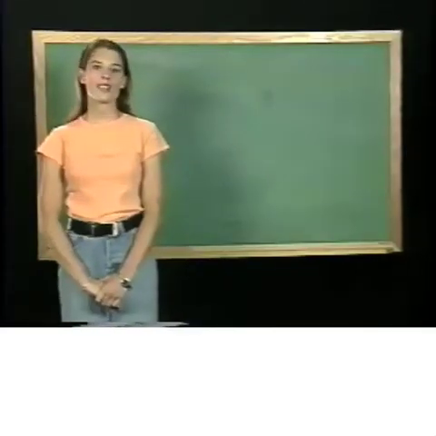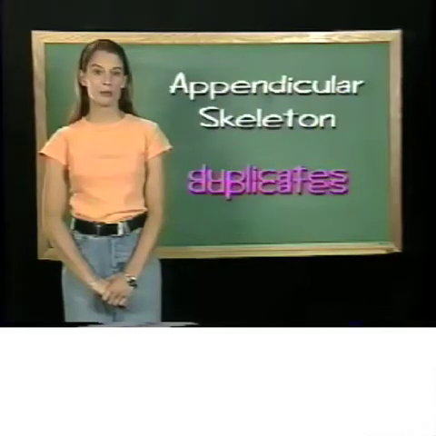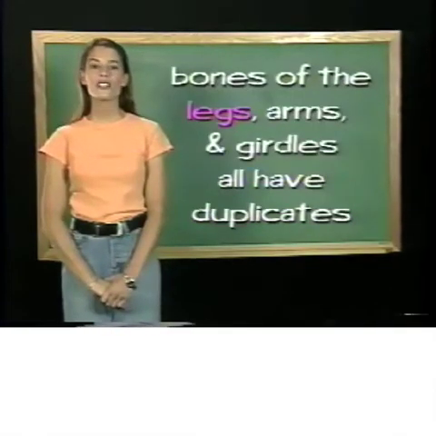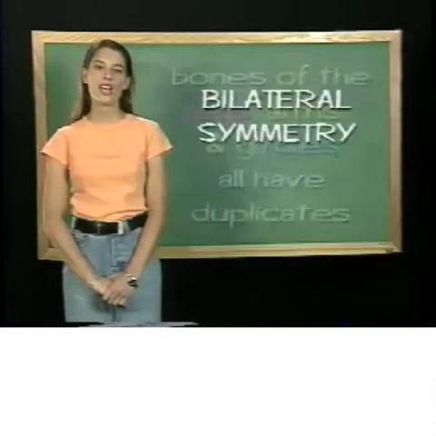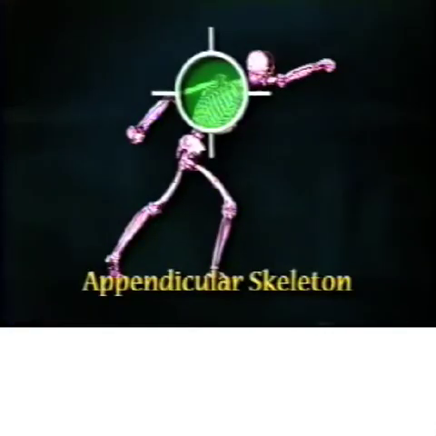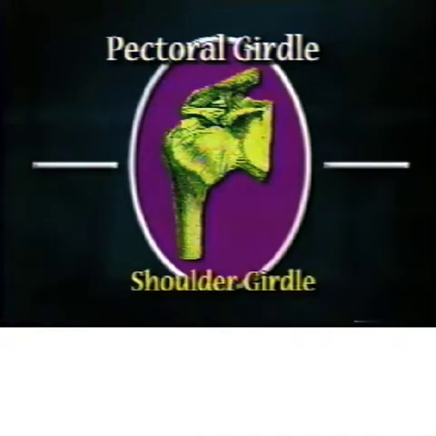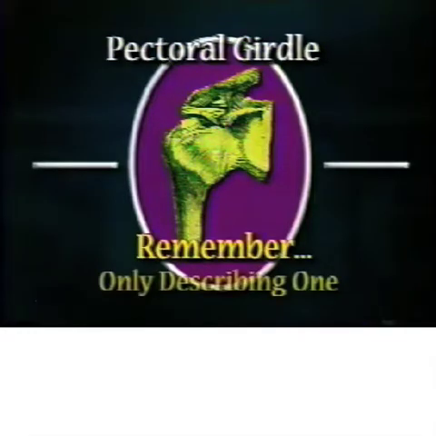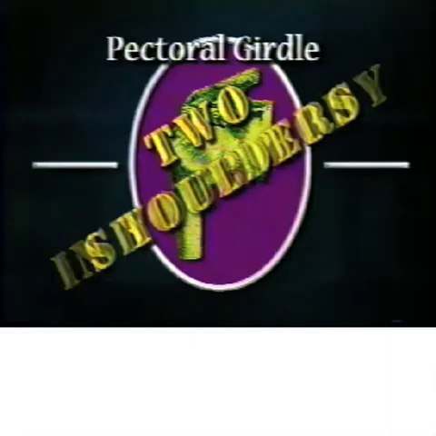Also, bear in mind that when we're talking about the appendicular skeleton, we're talking about duplicates. The bones of the legs, arms, girdles all have duplicates on the other side of the body. This is known as bilateral symmetry. Region 1, upper limbs. One of the many important bones contained in the appendicular skeleton is the pectoral girdle. The pectoral girdle is also called the shoulder girdle. So remember, even though we're only describing one pectoral girdle, there are two in your body because you have two shoulders.